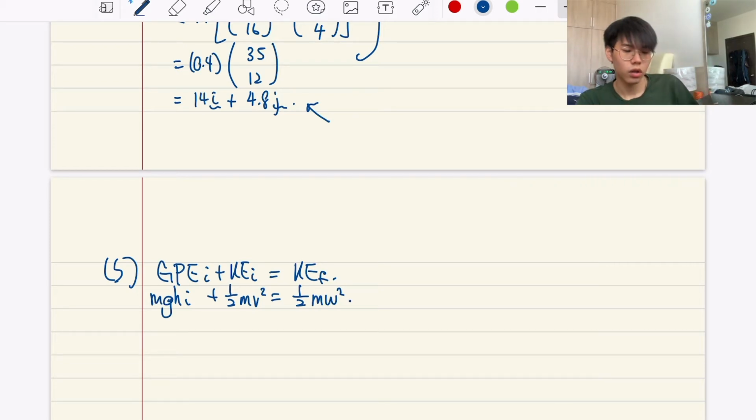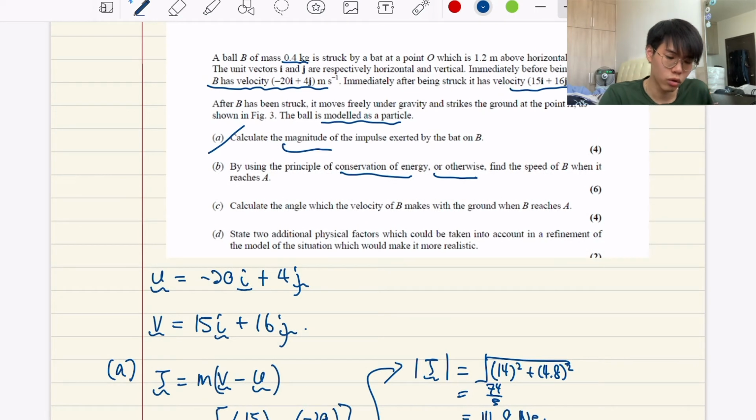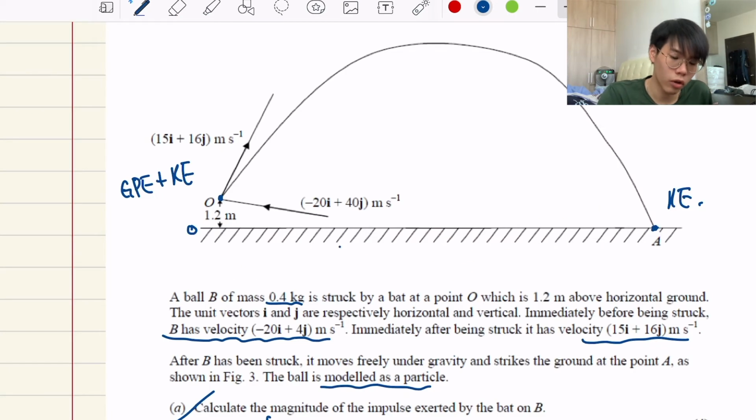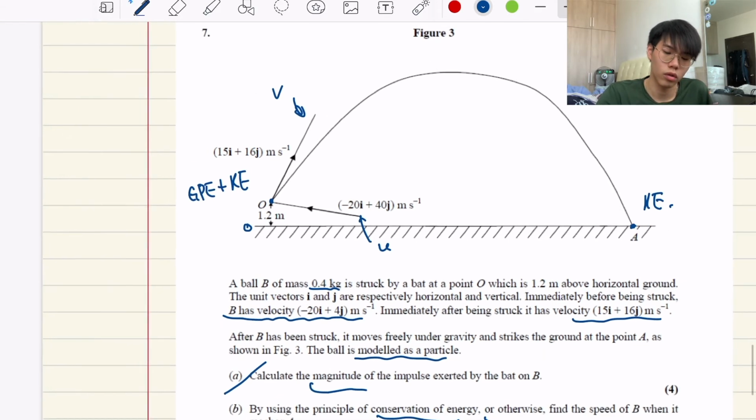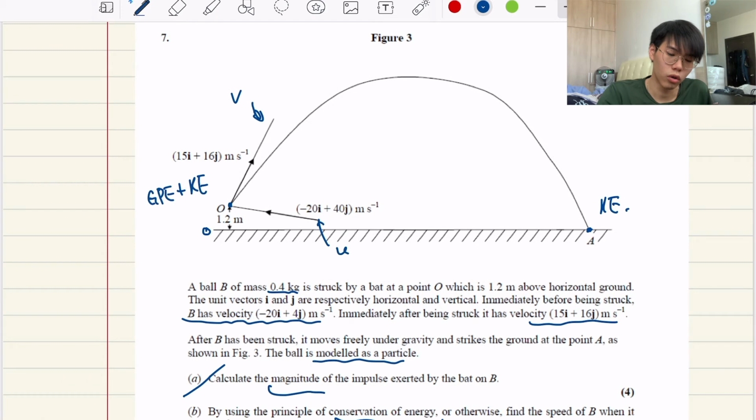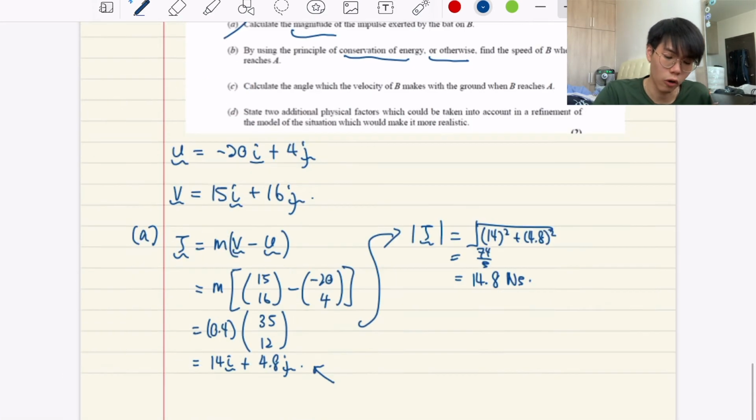Here you will notice why I don't use u and v: I already used u for the velocity before it gets hit by the bat, so this is v, this is u. I can't use v for the velocity at A anymore, because it will cause confusion to the examiner or other people. So I need to put it as w for the velocity.